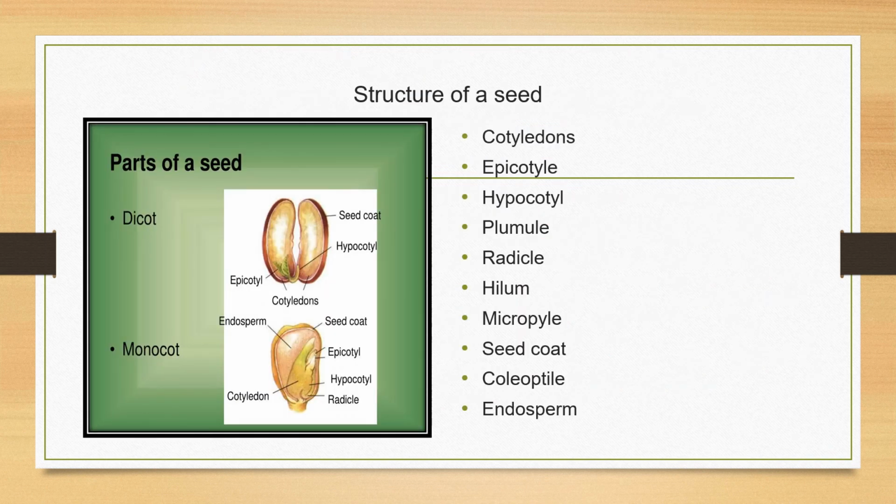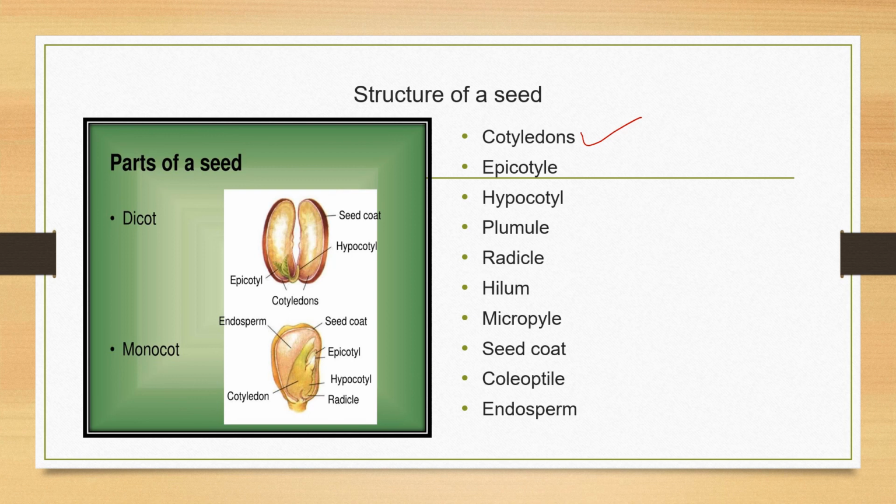Now here we are going to discuss the structure of a seed. As we all know, there is a great variation in the size, shape and structure of seeds, but the basic parts of the seed structure will be the same. So let us first discuss the basic parts. The first basic part is the cotyledon.